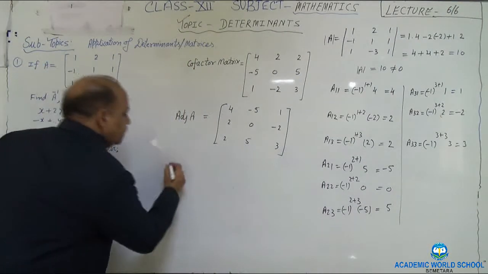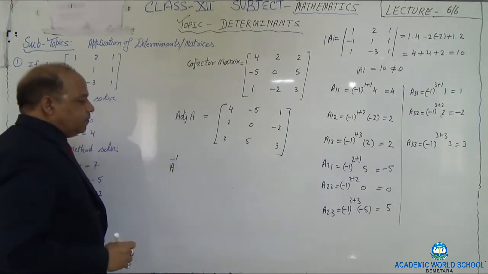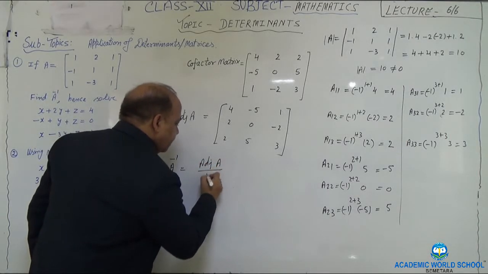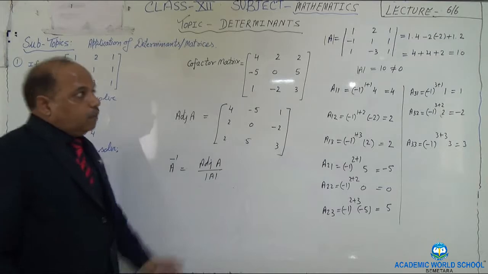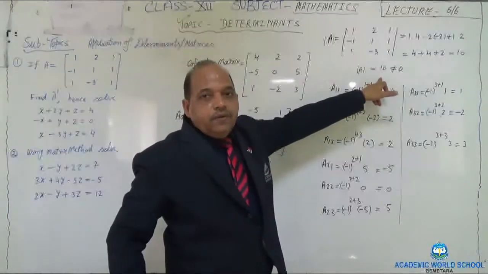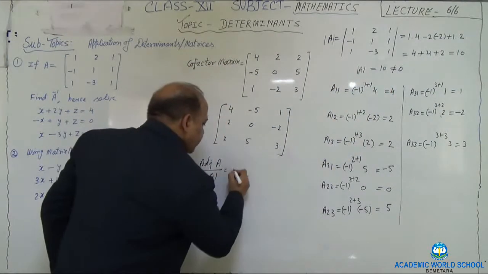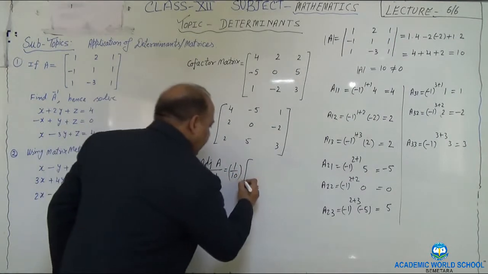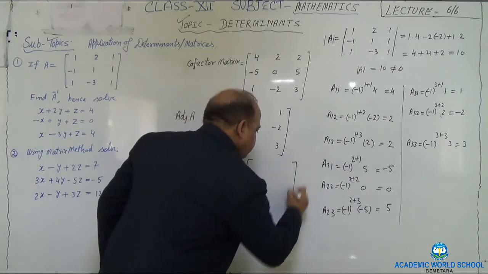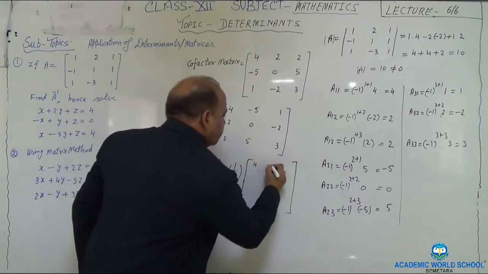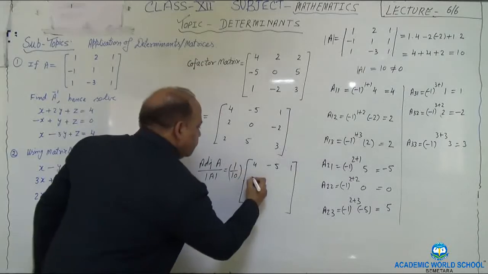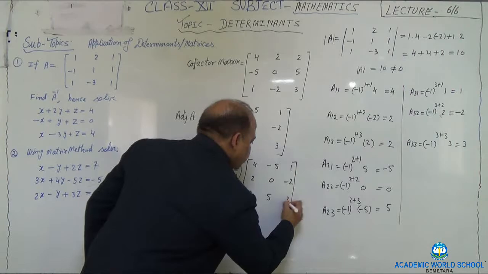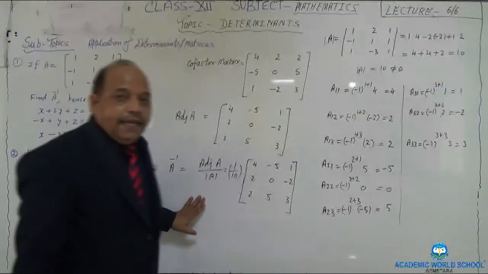This is adjoint. Now what will be my A inverse? A inverse is nothing but adjoint of A divided by determinant A. So what is my determinant A? That is the value 10. So what I have to do? I need to multiply by 1 by 10. So I have written separately, and then I am writing my matrix, which is 4 minus 5 1, 2 0 minus 2, and then 2 5 3. So I got A inverse.